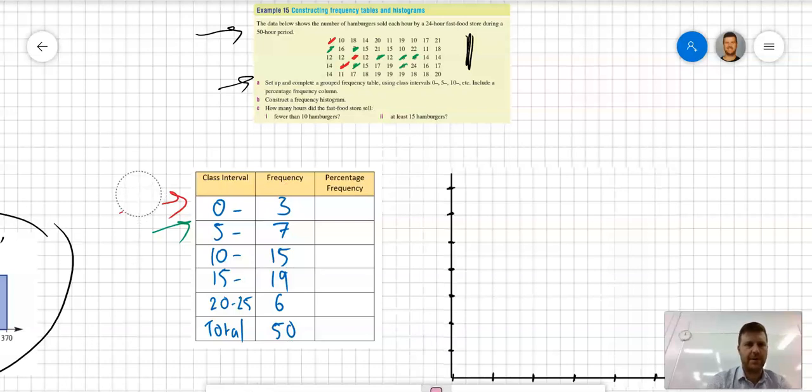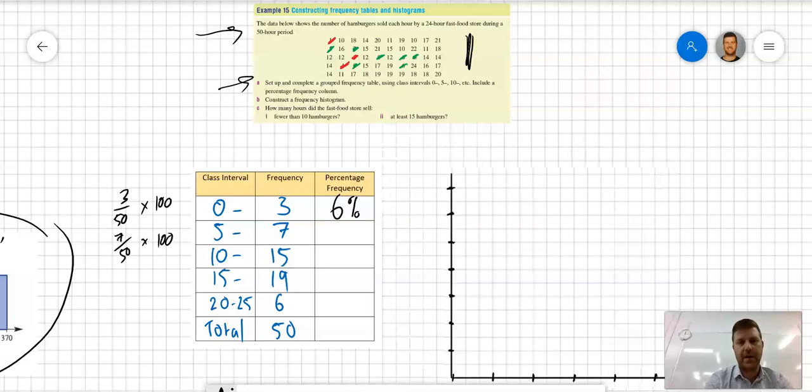Let's do it over here. The percentage frequency for the first class interval is 3 divided by 50 times by 100, in this case 6%. For the next, it's 7 divided by 50 times by 100. You put that on a calculator. That one will be 14%. The next one will be 30%. Again, I've done this already, guys. The next one will be 38%, and 12%, giving us a total, of course, of 100%.